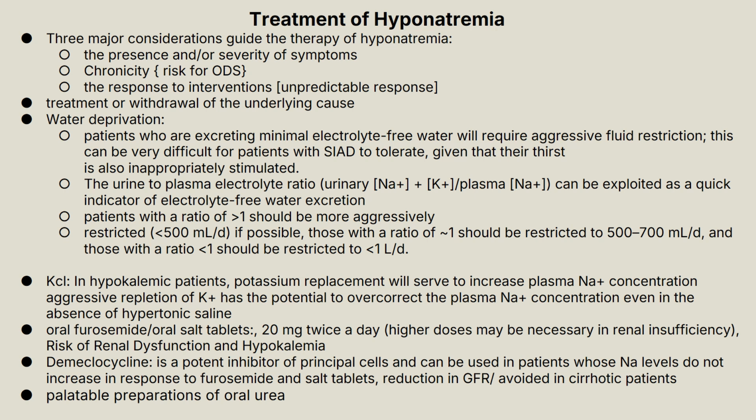Demeclocycline is a potent inhibitor of the principal cells and can be used in patients whose sodium levels do not increase in response to furosemide and salt tablets. It causes a reduction in GFR and should be avoided in cirrhotic patients. A palatable preparation of oral urea has also been used in the treatment of chronic hyponatremia.